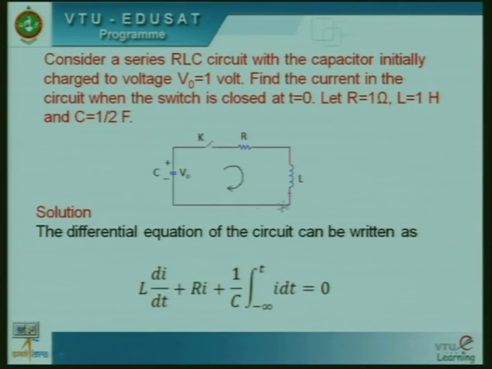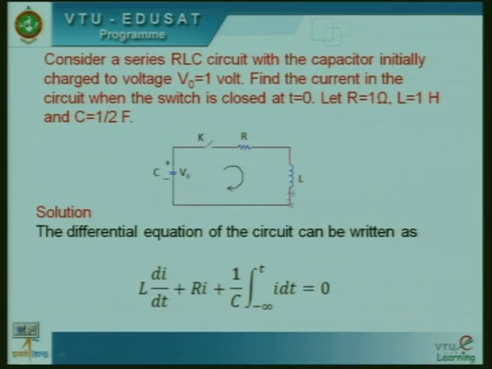There is no source in the network, so all the three elements are passive elements. So, I can write L into di by dt plus R into I plus 1 by C integral I dt is equal to 0. Now, to solve the network, let us take the Laplace transform of this equation.